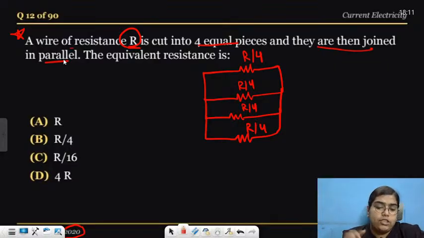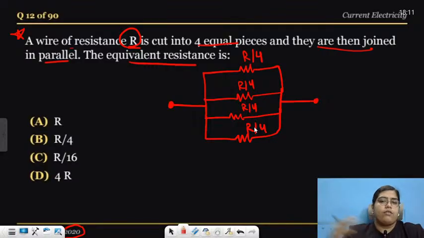You're not asked the resistance of one piece. You are now asked that after connecting these pieces in parallel, what should be the equivalent resistance? Equivalent means R by 4, R by 4, R by 4, R by 4, which you have to join in parallel. So what should be the answer in this case?